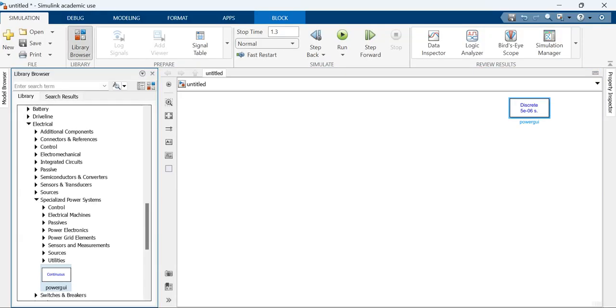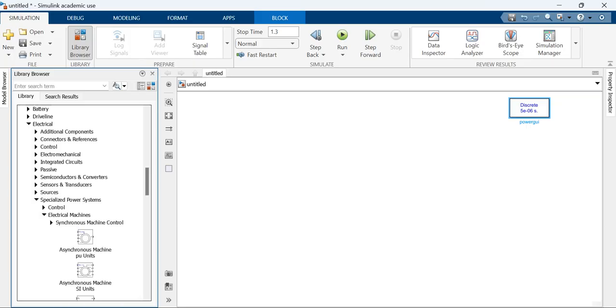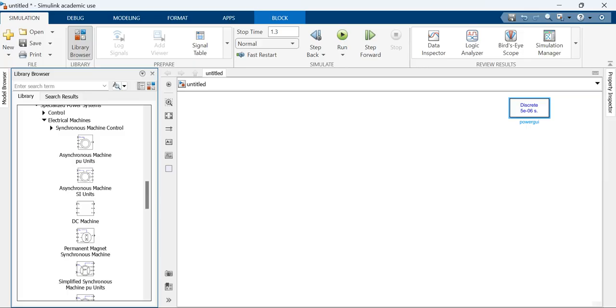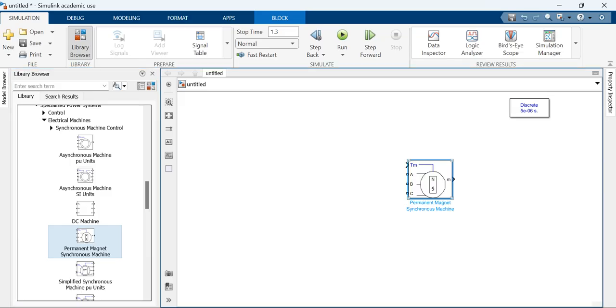Under library browser, under Simscape Specialized Power Systems, I have electrical machines. Under electrical machines, I have permanent magnet synchronous machine. I drag it and put it on the screen. So this is the machine which I'm trying to simulate.